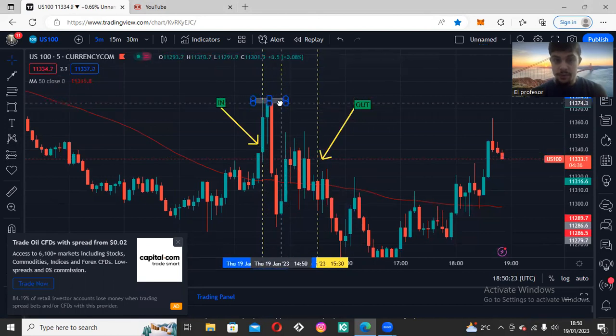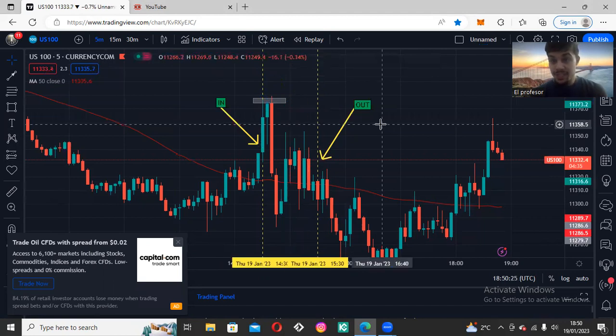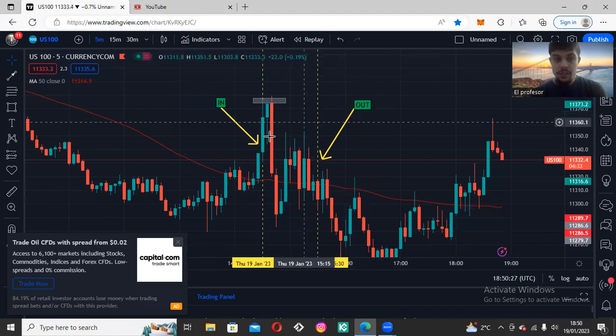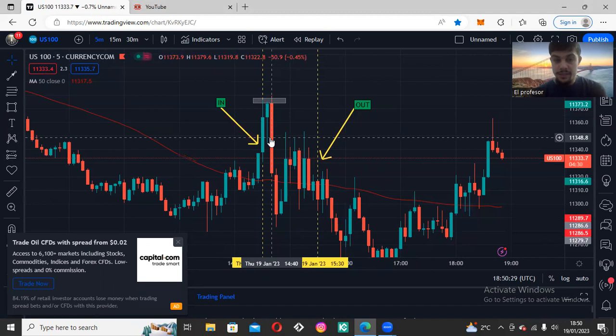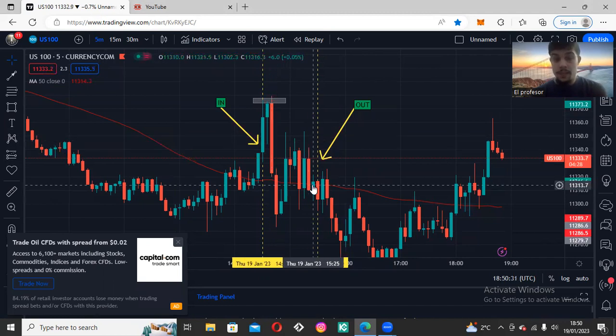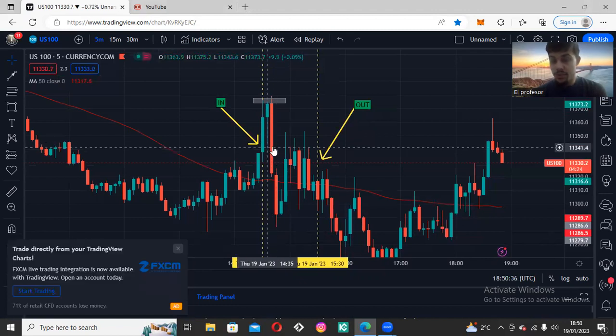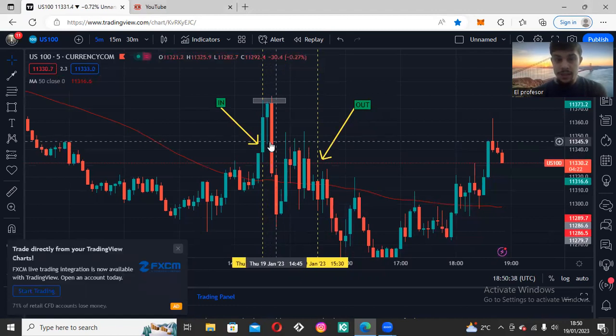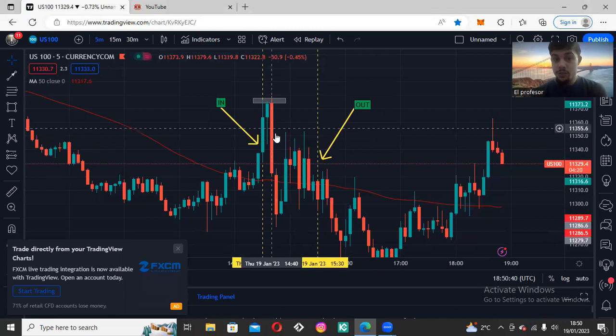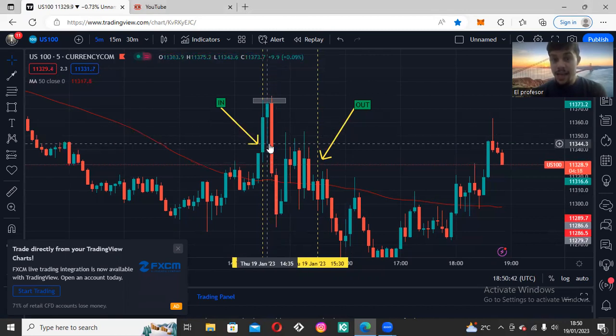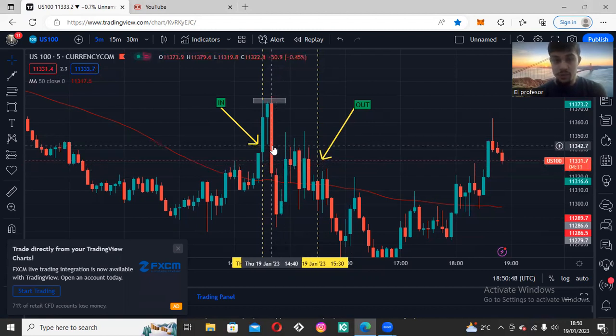This is our first confirmation. What is the second confirmation? As I mentioned many times in my videos, the candle should break the previous low. And at this point, the candle breaks the previous low and the body closes below the previous low, which is very, very interesting.